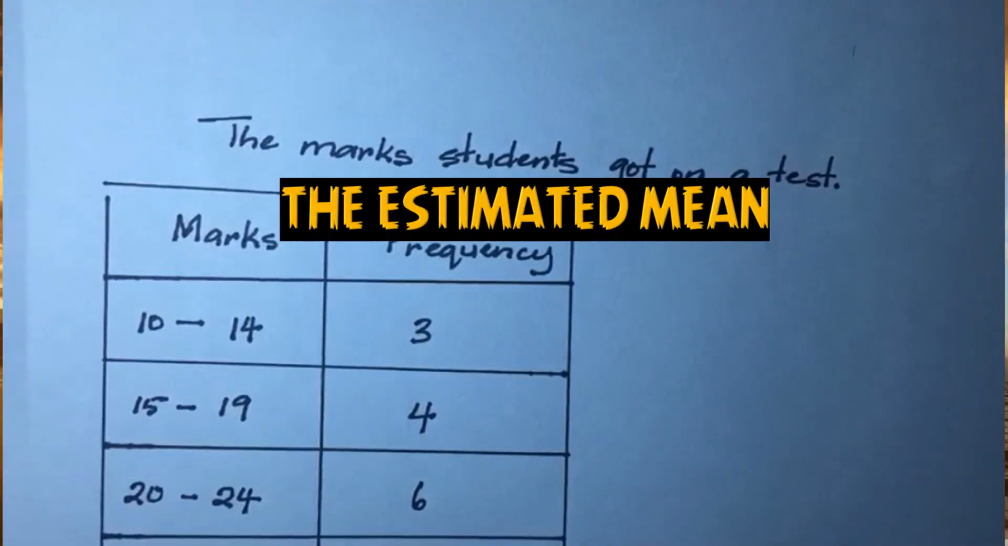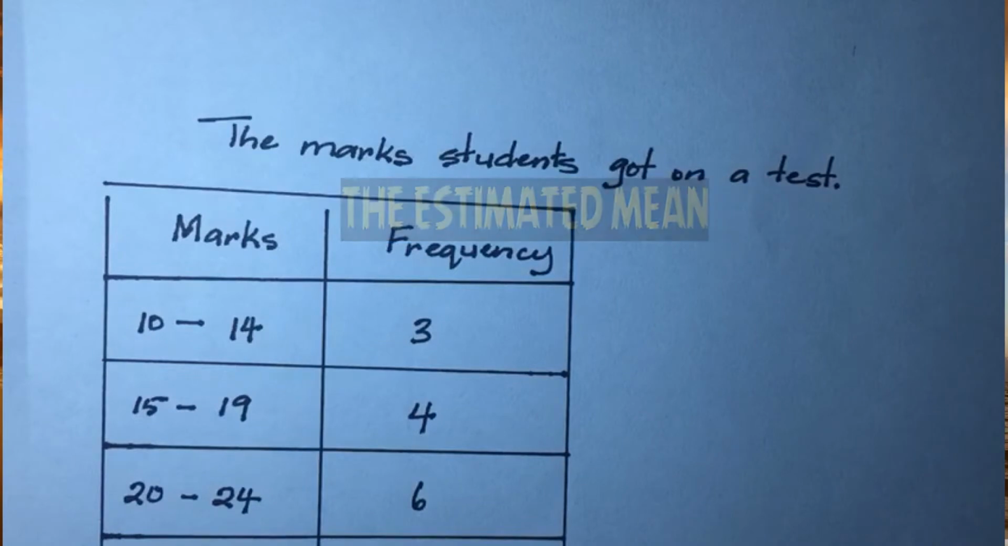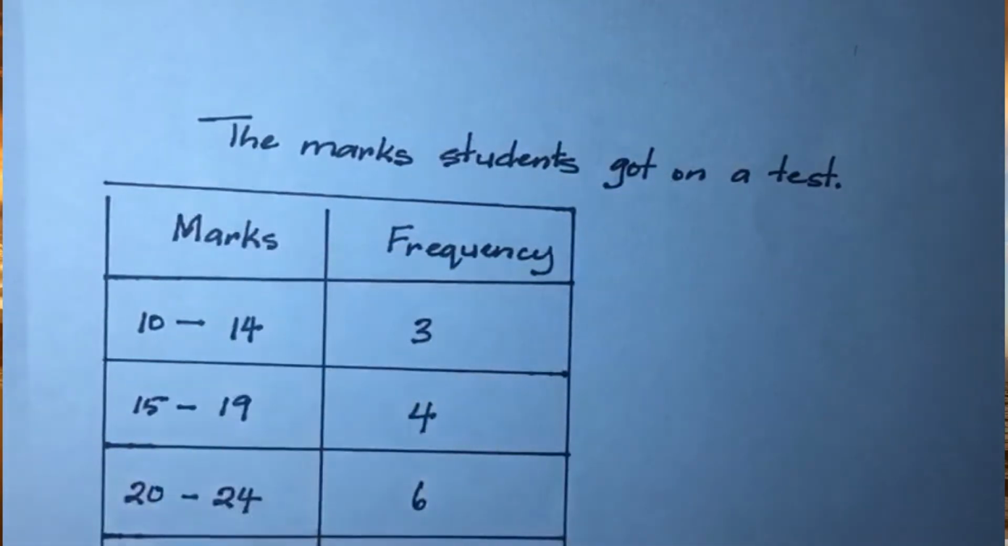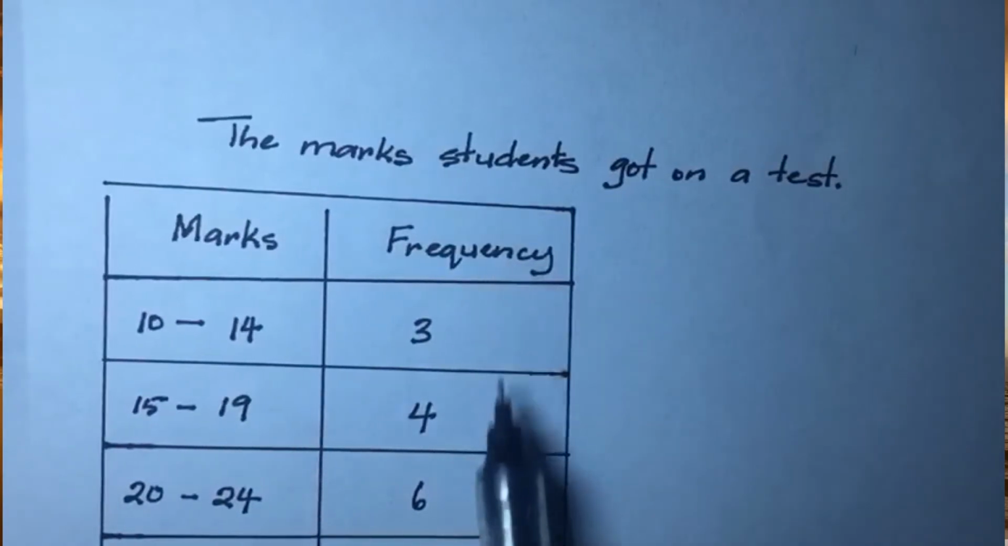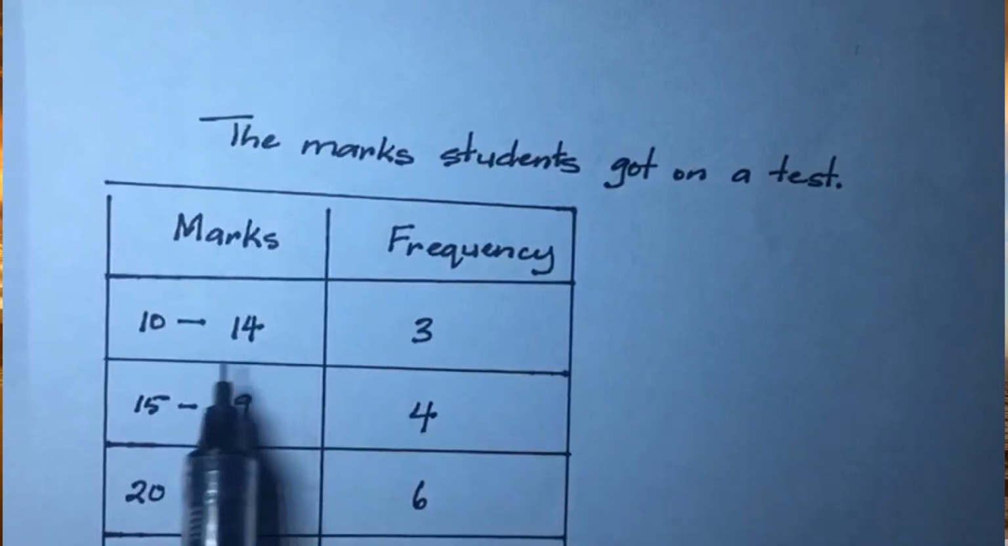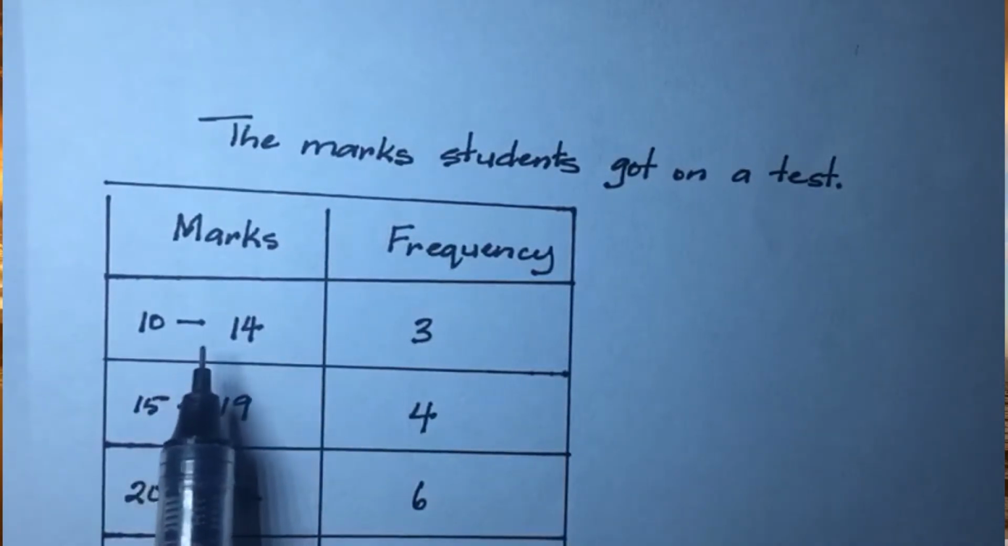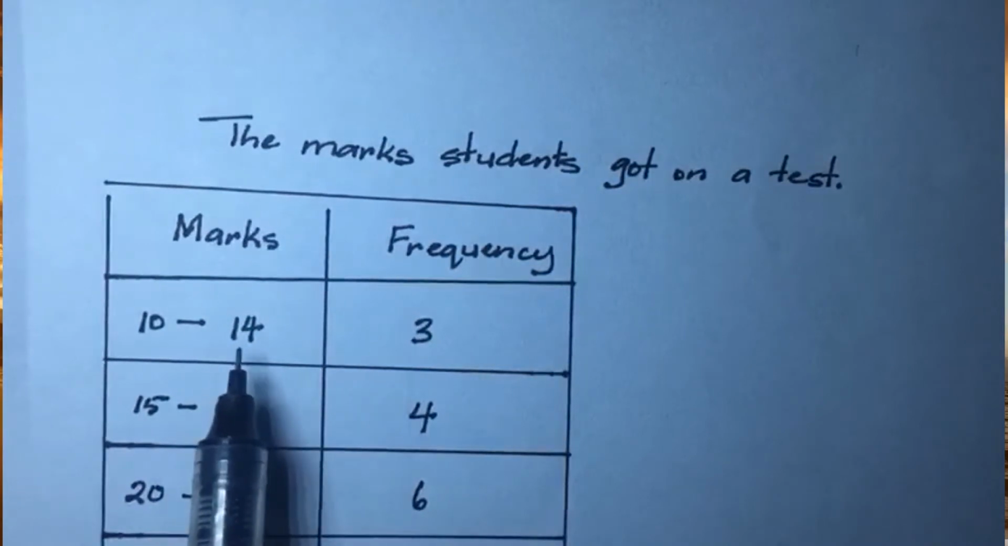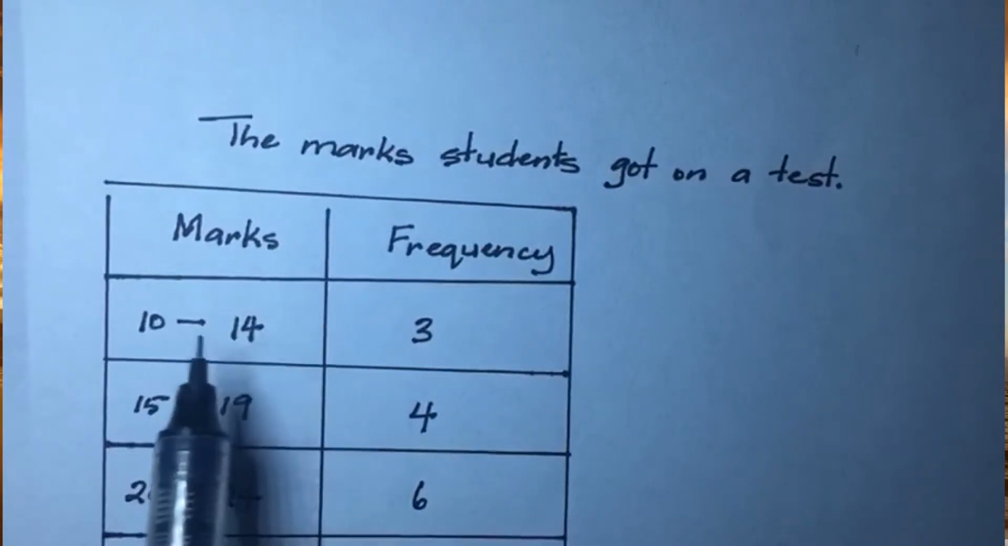So here we have a frequency table and it shows the marks students got on a test. Here we have all the ranges of marks and how many students got scores that fall within those ranges. So if you look at it, this is a class interval, or what we call a range, so to speak. This is what we call grouped data.